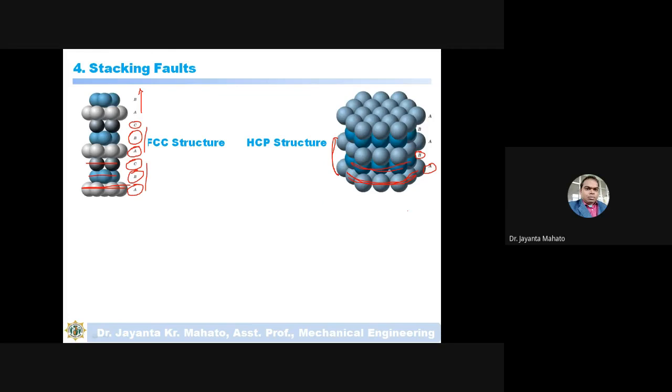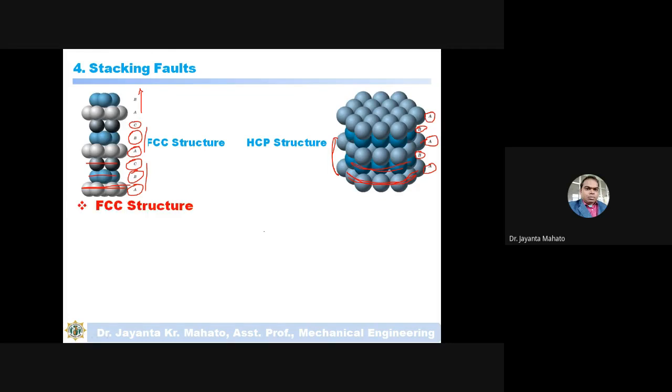So there are actually different types of atoms placed one over another. First A type of atoms, then B type of atoms, then again A type of atoms. So this plane is A type of atoms, and again B type of atoms, and again A type of atoms. So the HCP crystal structure is formed in a sequence like A, B, then again A, B, then again A, B, like this.